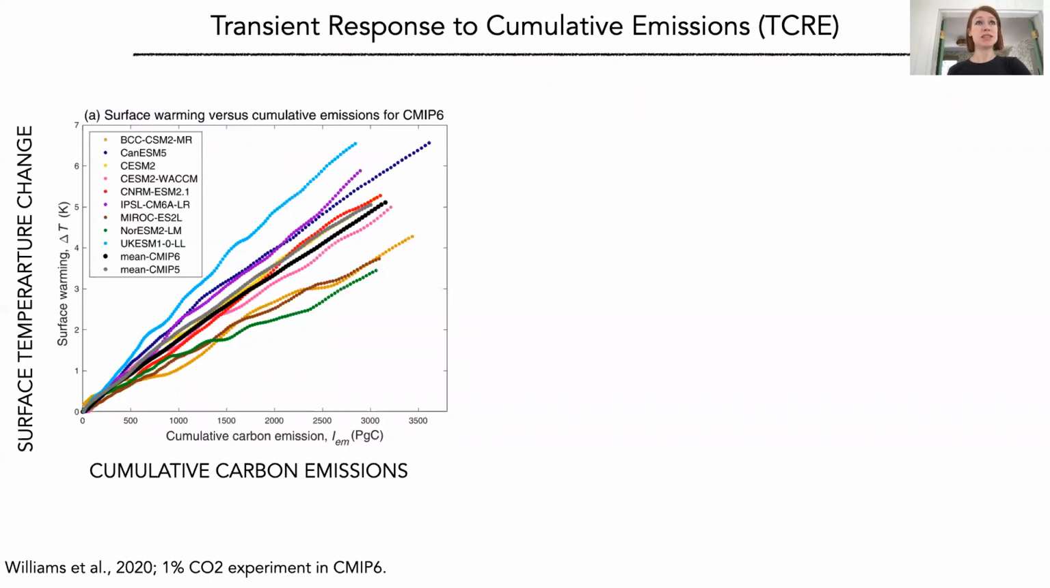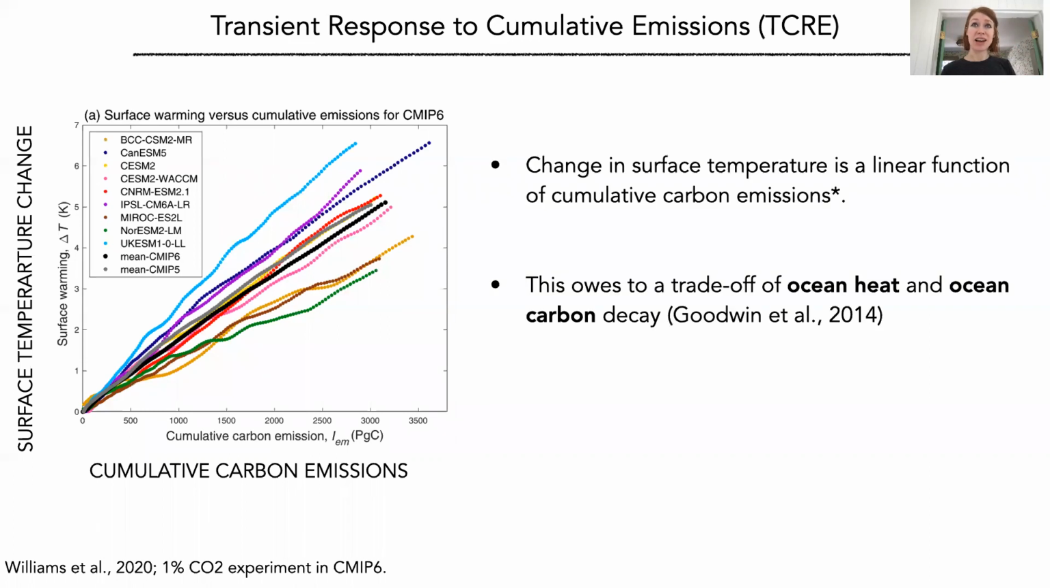So perhaps a good place to start is actually outside of the ocean, to mention this key climate metric, which is the transient response to cumulative emissions, or TCRE. What this describes is the relationship between cumulative carbon emissions on the x-axis and surface temperature change on the y-axis. This is shown here for a bunch of different CMIP6 models under a 1% CO2 increase experiment. And as you see, and why this has gained so much interest, is that this nicely shows a quite linear relationship between these two properties.